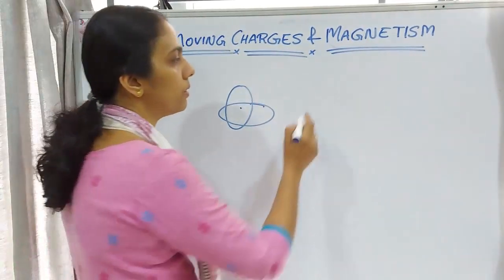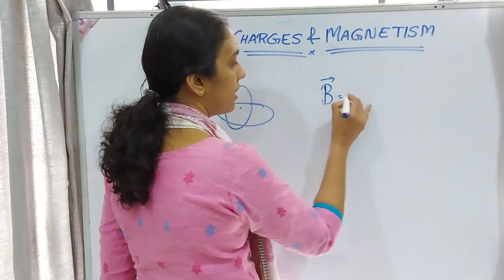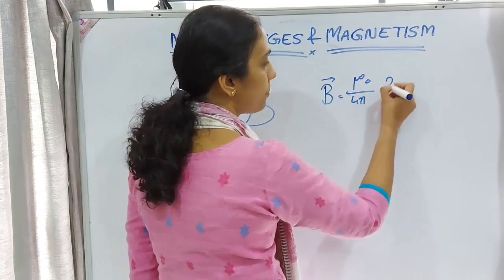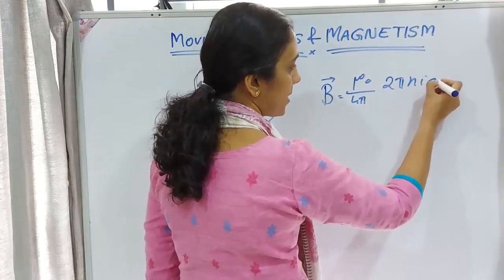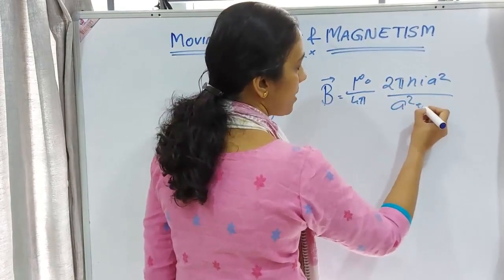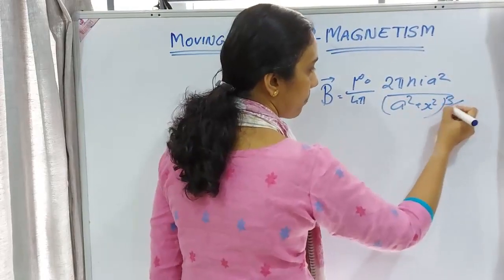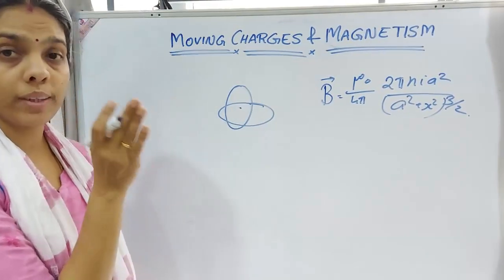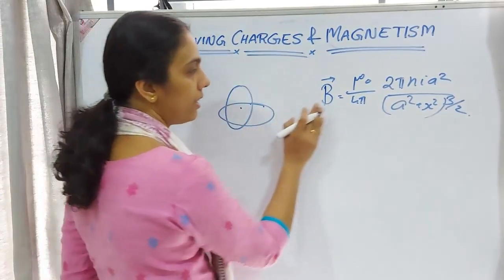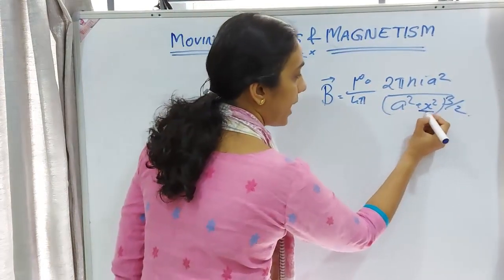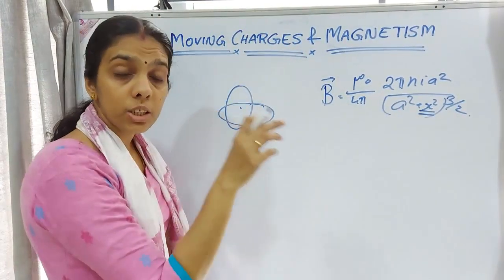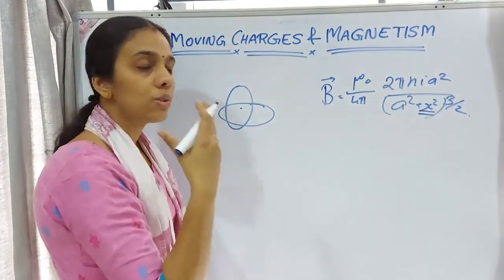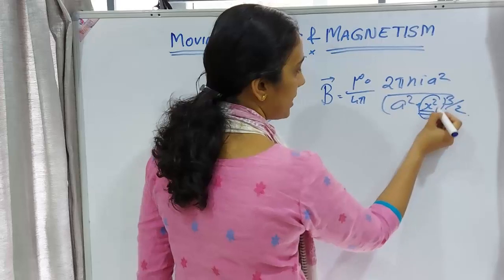So here B, due to the current I in a circular coil, we got as mu 0 by 4 pi into 2 pi N I A square divided by (A square plus x square) the whole power 3 by 2. Perpendicular planes only. The same way we did in the last numerical, we can do here. But what will be x here? At the center of the coil, it is not moving any distance. x will be equal to 0 over there.